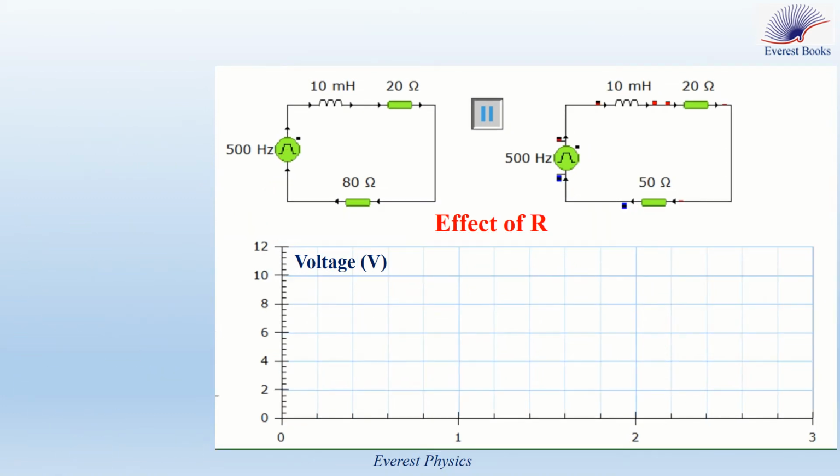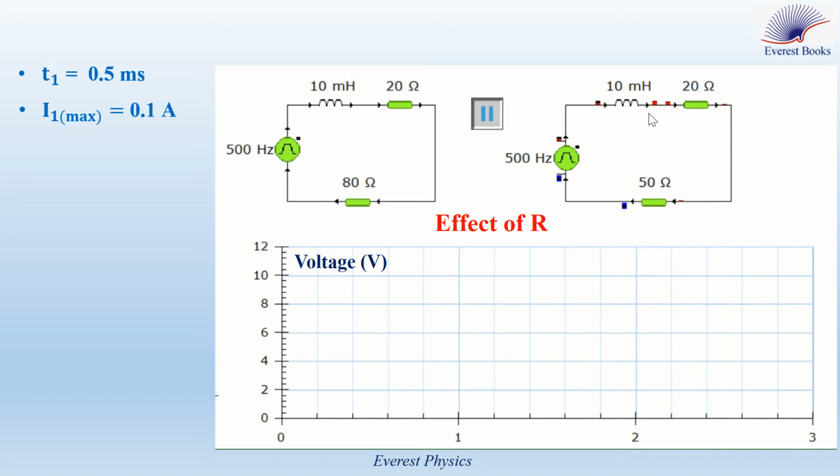Now, the second experimental simulation studies the effect of R on the growth and the decay of the current. The first circuit is identical to that in the previous simulation, so the steady state corresponding to this circuit is attained at t equals 0.5 millisecond, and the maximum value of the current in this circuit is I equals 0.1 ampere. Consider the third circuit.